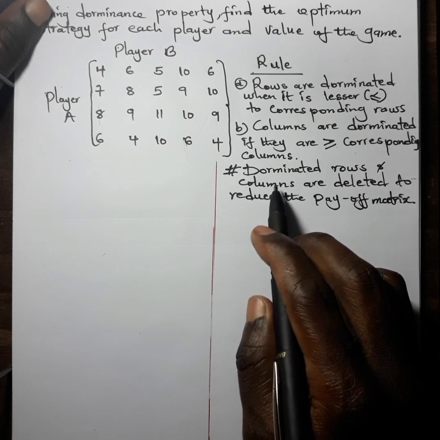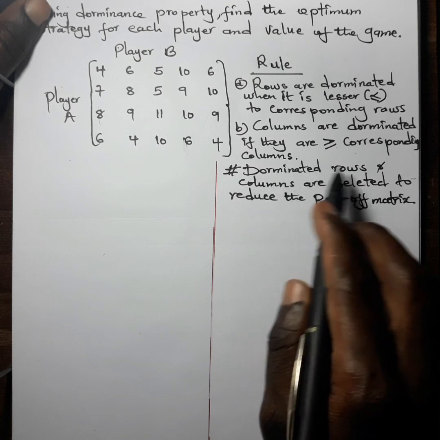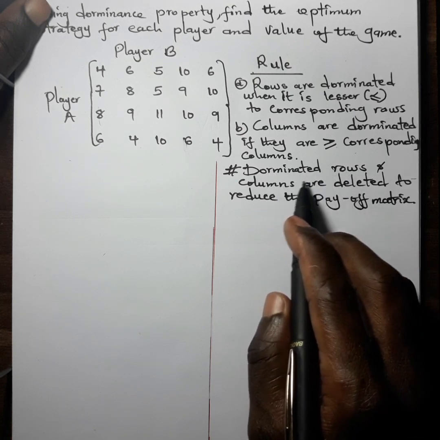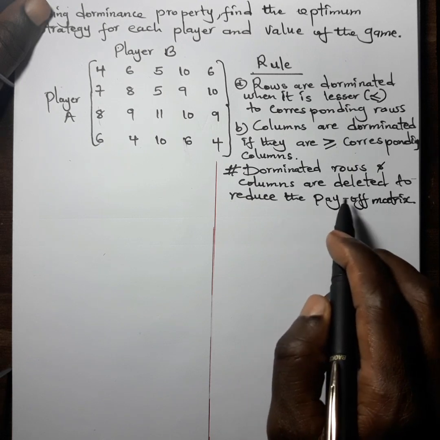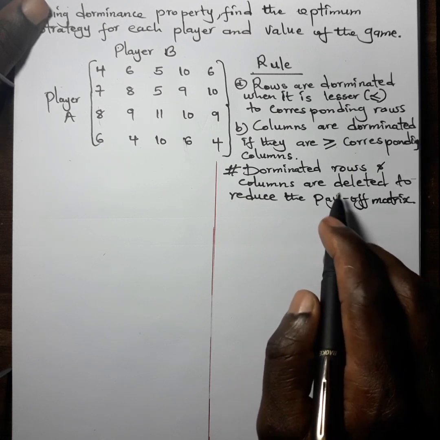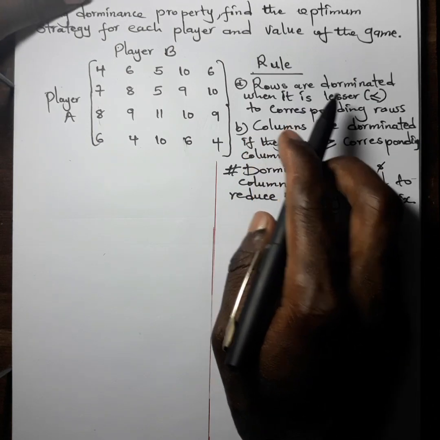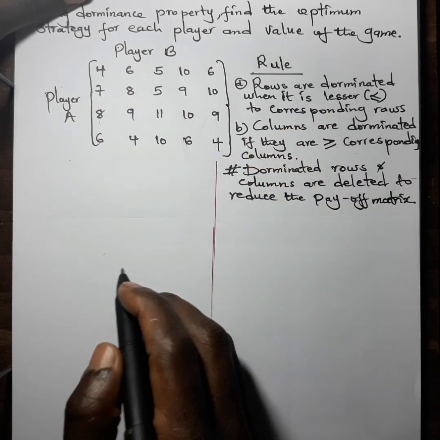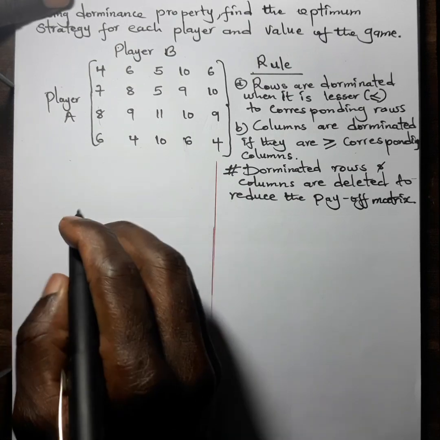Then this is now the hint that is going to guide us all through. The dominated rows and columns are deleted to reduce the payoff matrix. So we are going to check on the rows which are lesser. So we are simply going to copy paste this particular payoff matrix.